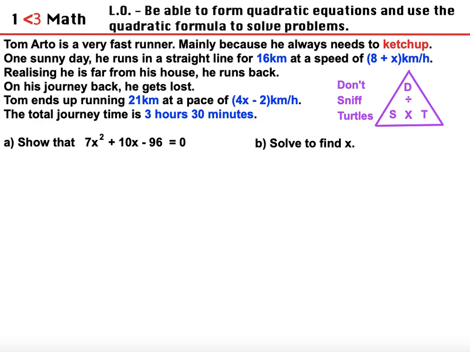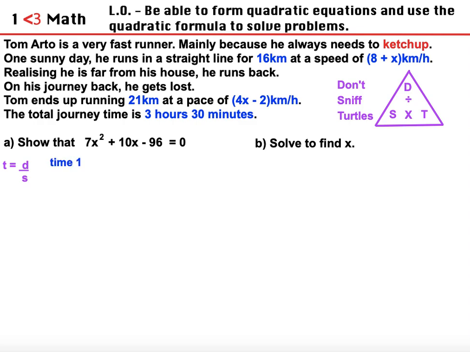Now what we can do here is we've got a total time, and we've got two distances, and we've got two speeds. So what we can do is we can form an equation. We can create a construct using time equals distance divided by speed. Now we're going to have time 1 and time 2 because there's two distances that Tom Arto ran, and they're going to add up to 3 hours 30 minutes. That's going to be our construct.